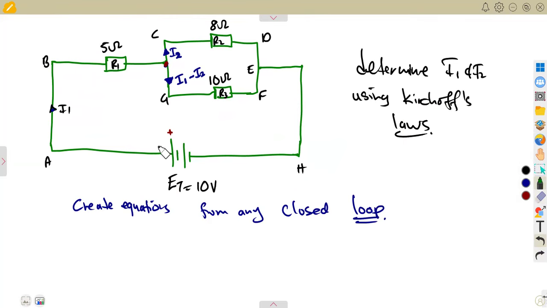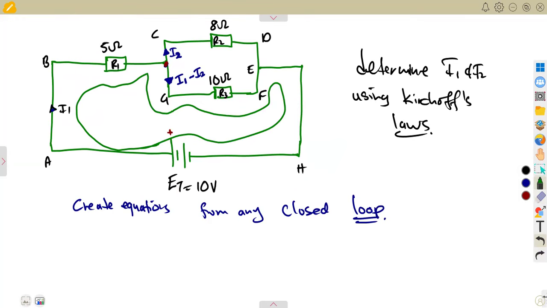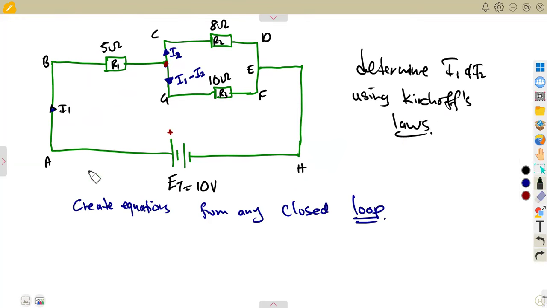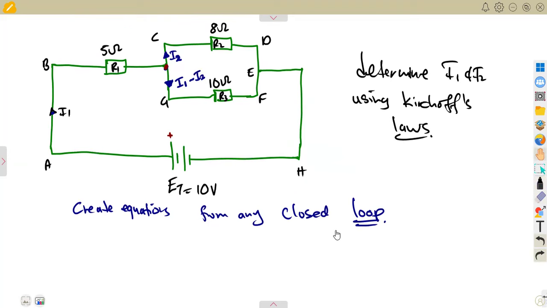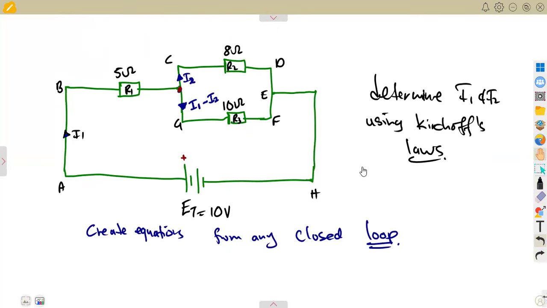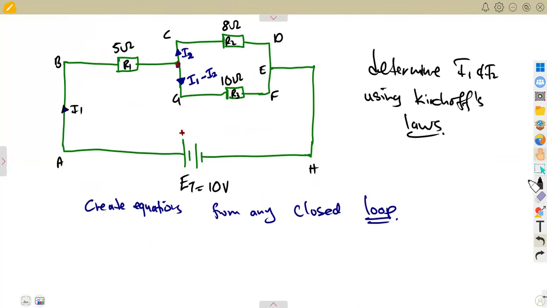Let's say we want to consider this loop. This one, it's a closed loop moving here. It's a closed loop, it's closed. So you can consider how the voltages are taken, because in a closed loop, this is our voltage law. It must be in a closed loop. The sum of the EMF must be equal to the sum of the potential differences. So what we need is to have the potential differences.